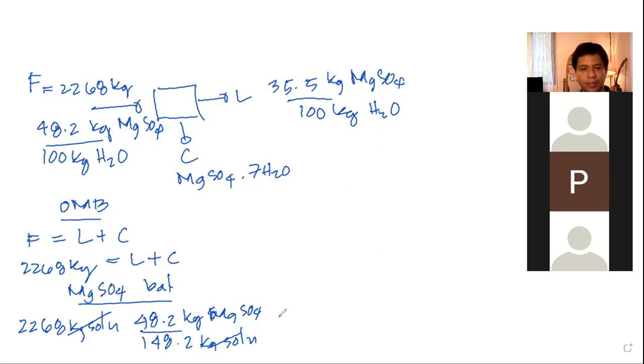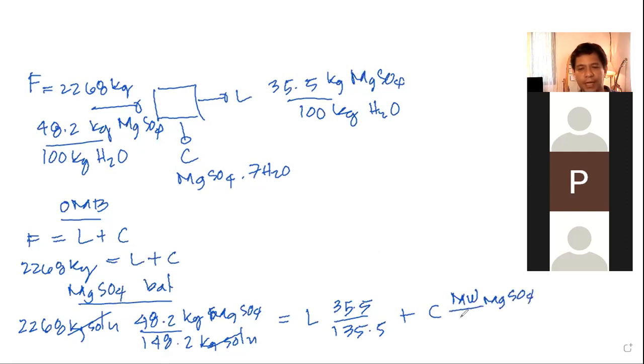So is equal to, yung L, ang multiply nyo dito is 35.5. Naintindihan nyo na, di ba? Nagawa nyo na exercise, 135.5. Tapos plus yung C. Yung C naman yung molar mass. So ito yung molar weight ng magnesium sulfate. Tawag dito, gravimetric factor. Tapos yung sa ilalim niya, yung molar weight ng magnesium sulfate 7H2O.